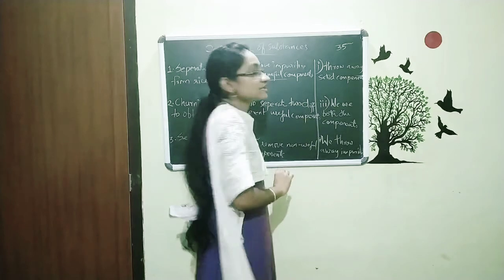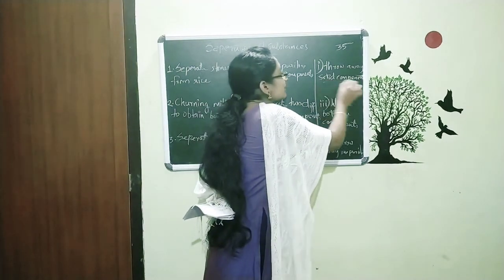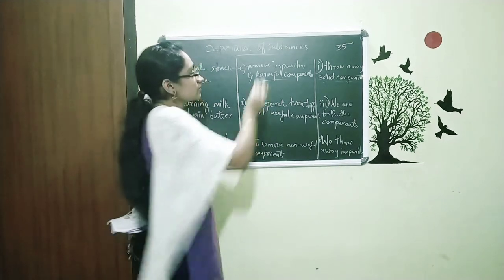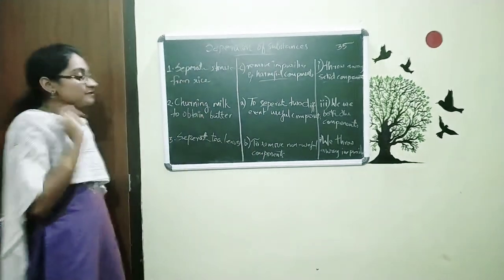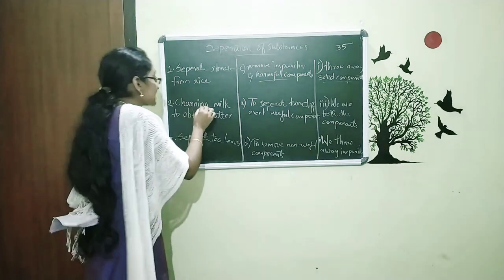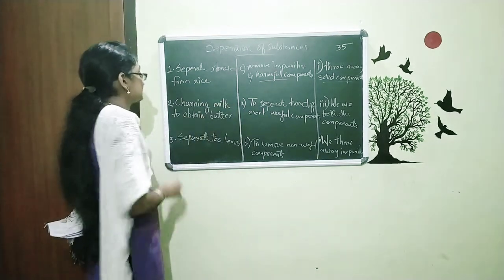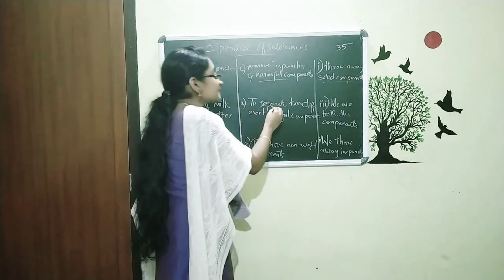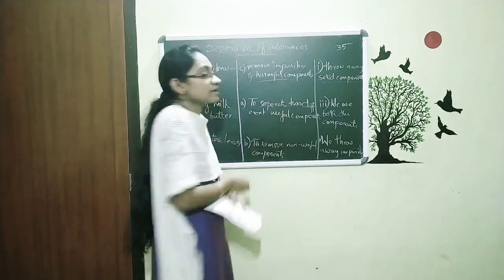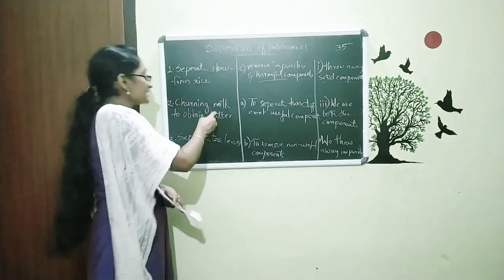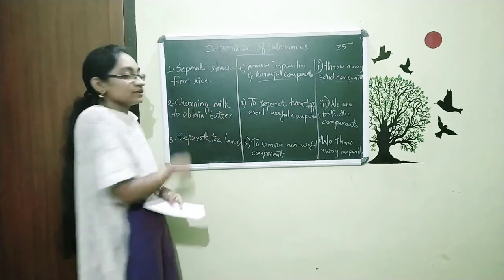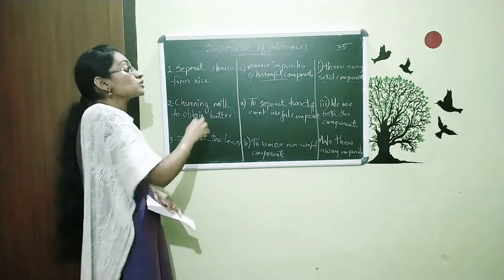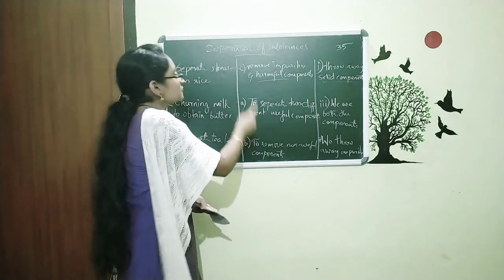And which is the C column? Throw away solid component. That means this stone is a solid component. That is the answer for the first one. The second one is this: churning milk to obtain butter. Churning means we are doing it with a churner. So the matching one is to separate two different useful components. When we consider the milk and butter, both are useful substances we use, and we want to separate the two. That is the answer for the B column.